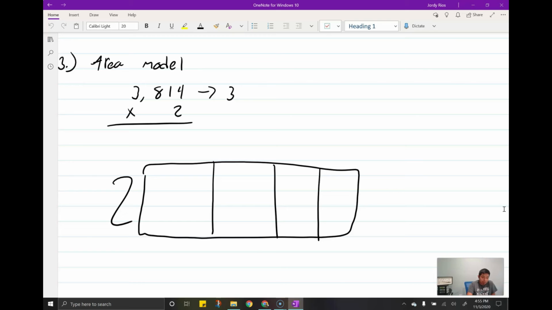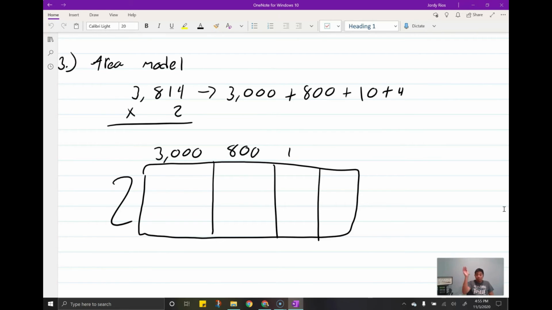3,000, good, plus the value of 8, which is what? 800, good, plus the value of 1, which is 10, and then plus 4, which is the same value as 4, okay? So all I gotta do is put the numbers right here. Okay. There we go. And all I do is go ahead and multiply it across.